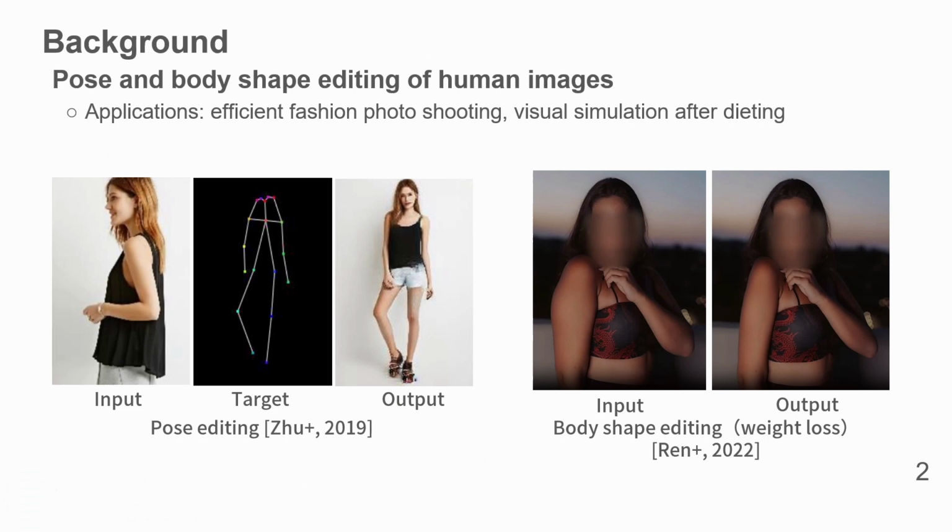In recent years, the task of editing the pose and body shape of human images has been actively explored. For example, the left figure shows pose editing that makes a sideways-facing woman face forward, and the right figure shows body shape editing that slims a woman's body shape. High-quality pose and body shape editing have potential applications, such as efficient fashion photo shooting and visual simulation after dieting.